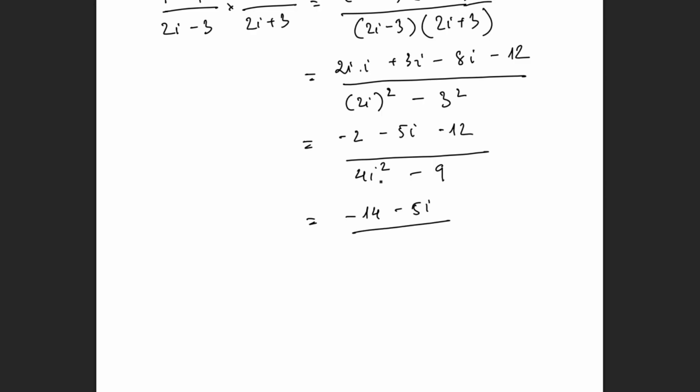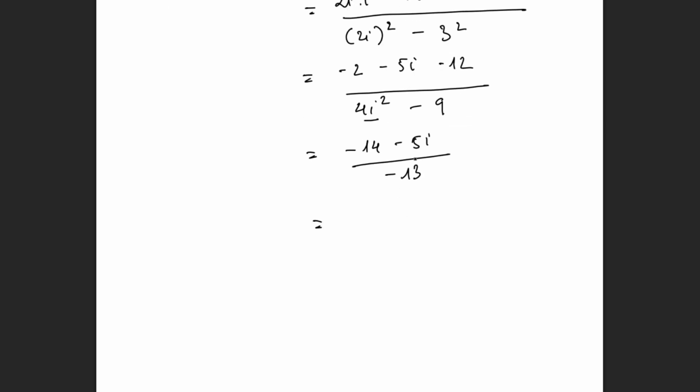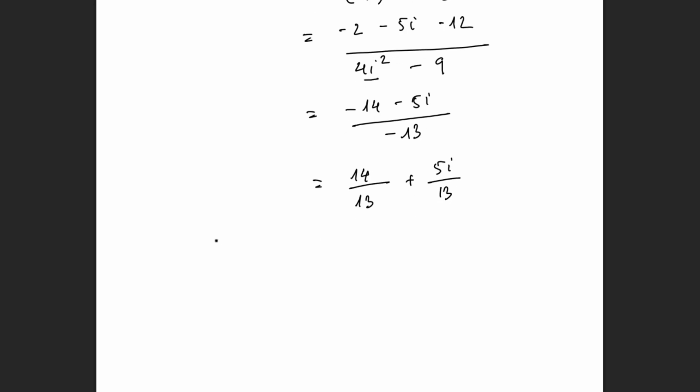We know that i² is -1, so it's going to be -4. Minus 4 and minus 9 is going to be -13. And we will break it down into two terms, which are 14 over 13 plus 5i over 13. So the real part is 14 over 13, and the imaginary part will be 5 over 13.